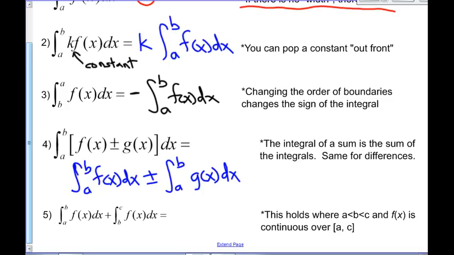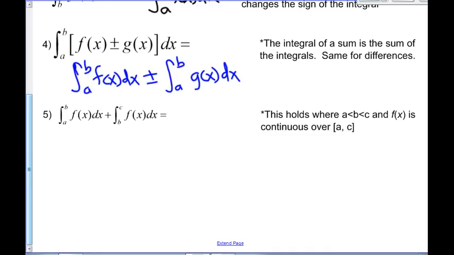And it's catchy when you say it. The integral of a sum is the sum of the integrals. That just means you can split these apart if you want. Notice the boundaries don't change. The same if you have differences, if you have a minus between them. And then finally, this one we actually used on the last page, but we didn't deal with it formally.